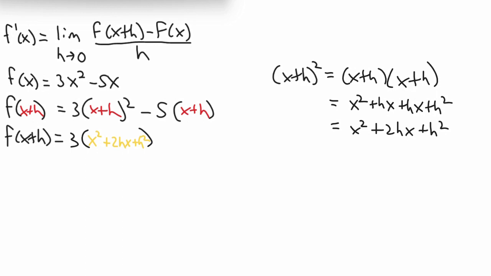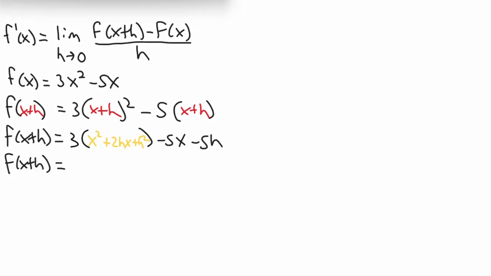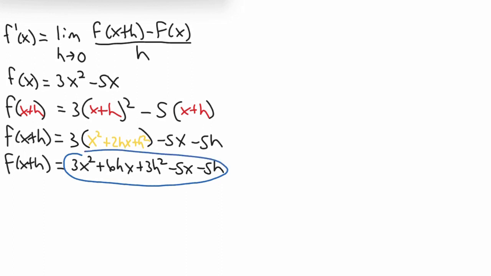Now let's multiply the negative 5 through the parentheses. Negative 5 times x is negative 5x. Negative 5 times h is negative 5h. Multiplying 3 through the parentheses, we get 3 times x squared is 3x squared. 3 times 2hx is 6hx. 3 times h squared is 3h squared, minus 5x, minus 5h. All right, so now we can plug in this for f of x plus h.